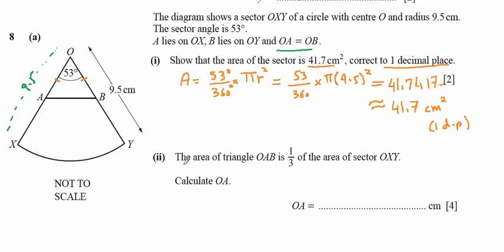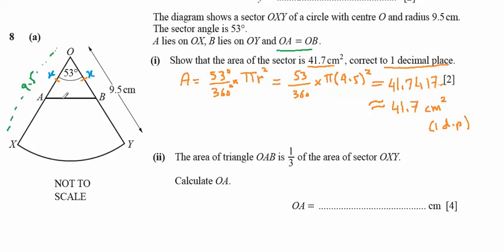Now, second part. They give the information that the area of the triangle OAB, which means this triangle, is 1/3 of the area of the sector OXY, which we already found is 41.7417 and so on. So 1/3 of this value is the area of the triangle. We have to find the length OA. If we mark the length OA as X, then OB is also X.